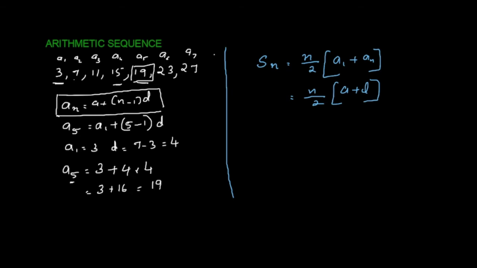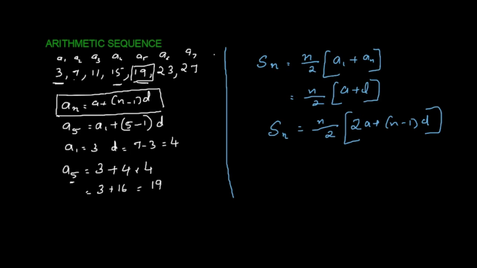If you don't know the last term, the ending term, there is one more formula: Sn is equal to n by 2 into 2a plus n minus 1 into d. That means if you don't know the last term, we can use this formula for the sum of n terms: Sn is equal to n by 2 into 2a plus n minus 1 into d.